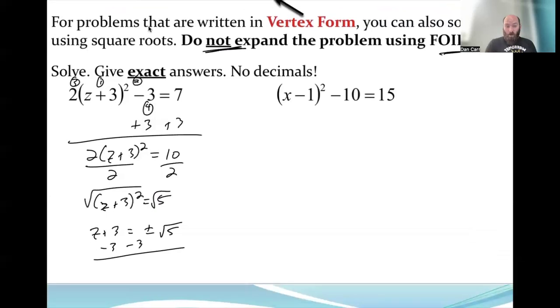3 does not combine with the radical. So I'm just going to write my exact answer as -3 plus or minus the square root of 5.